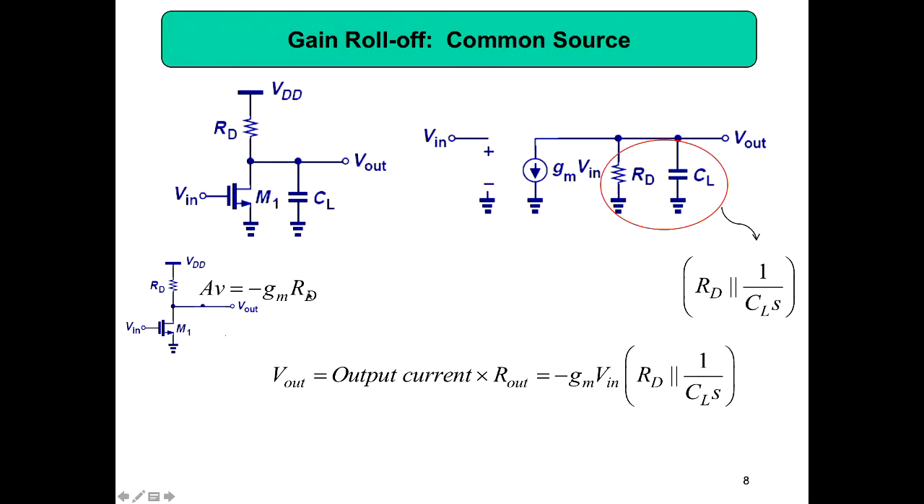Minus gm into RD is called the small signal gain. Why? Because when you derive the small signal expression, you are not taking into account the effect of the capacitor. So that is the reason it is called small signal gain. Then how can we say this gain is a low frequency gain? Definitely we are not taking into account the capacitor effect when you calculate this gain.